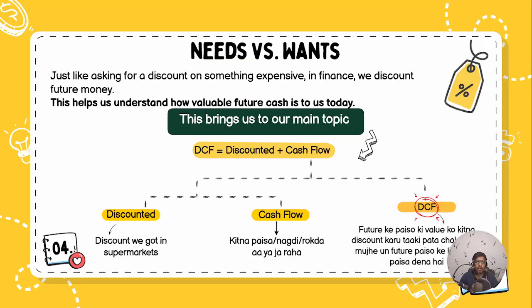So let us understand more about needs and wants, and then we will definitely move towards our main topic, that is DCF. Just like asking for a discount on something expensive, we mostly go in the market and ask for a discount. Here in finance, we are discounting for future money. We are saying that you have forecasted that you would be earning this much. For that money, I need a discount. I'm discounting that to today's price so that my investment should suffice. Which brings us to the main topic, that is DCF.